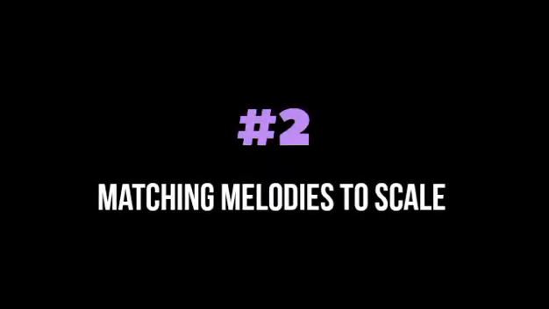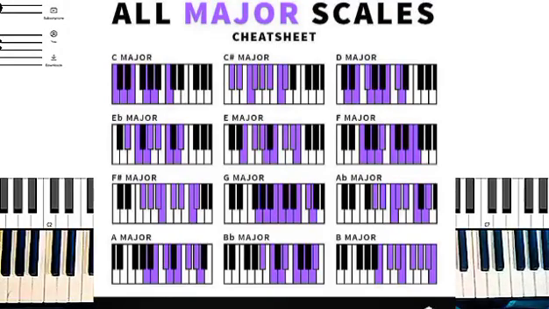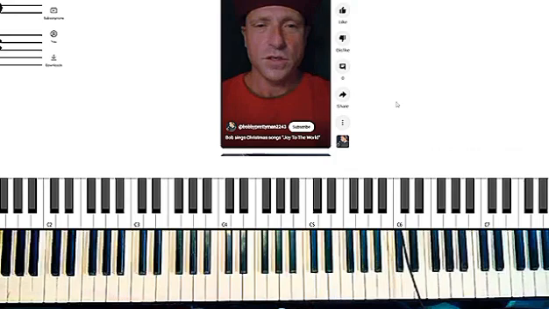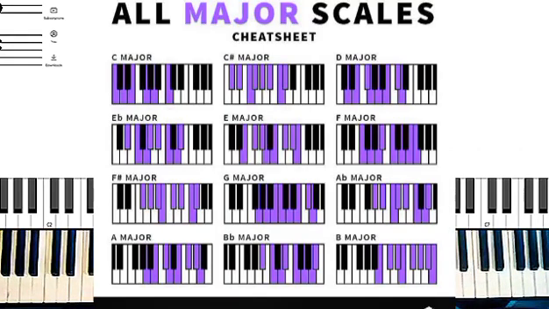So the second method you can use to find the key to a song is by matching melodies to scale. So the idea behind this is asking ourselves which among the 12 major scales. Let's be more focused on major scales because the major scale is one of the most popular scales that most songs are sung in. So we're asking ourselves which among the 12 major scales on the piano contain most of the melodic line in that particular song.